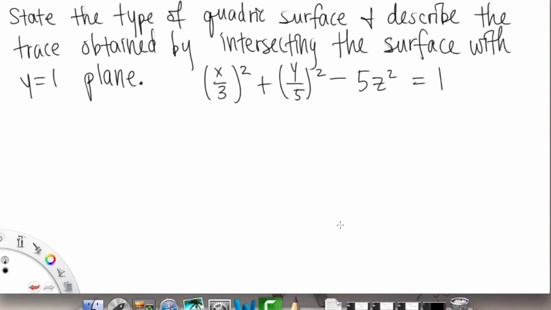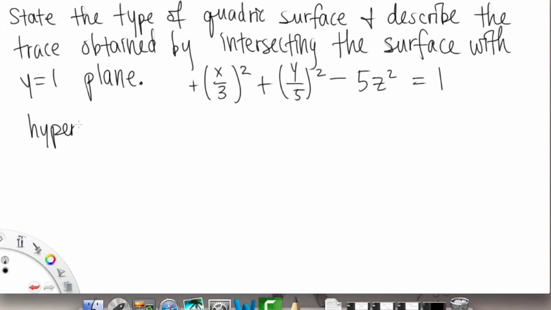So we're going to state the type of quadratic surface and describe the trace obtained by intersecting this surface with the y equals 1 plane. So first of all, let's determine what kind of surface we're looking at. Here we see a positive x term, a positive y term, and a negative z term. That means we have not all the same signs, so it's not going to be an ellipsoid, and everything's squared. So that means that we have a hyperboloid of some sort.